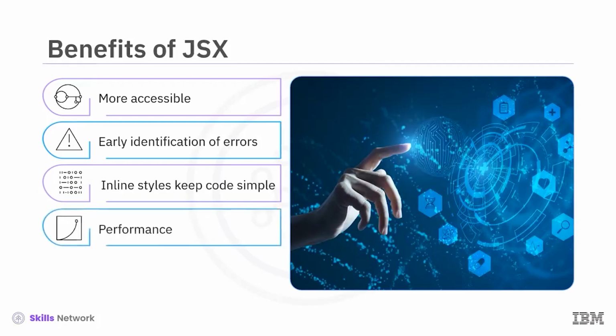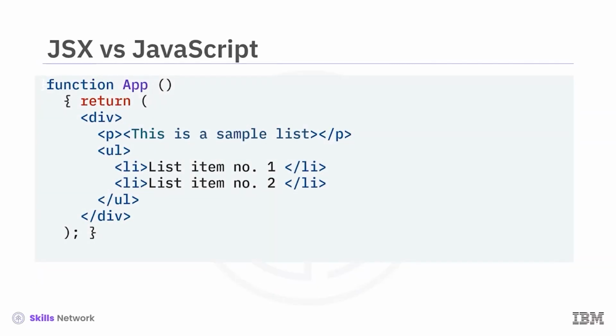JSX outperforms JavaScript because it optimizes during the translation to JavaScript. Finally, JSX automatically handles output sanitation issues, such as converting expressions to strings, preventing attackers from embedding an executable script before rendering. Now, look at the code for a React component that uses JSX.